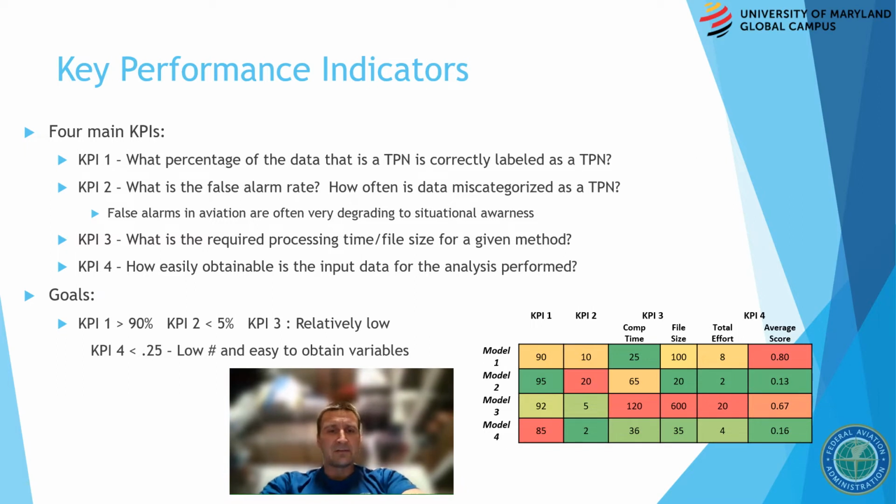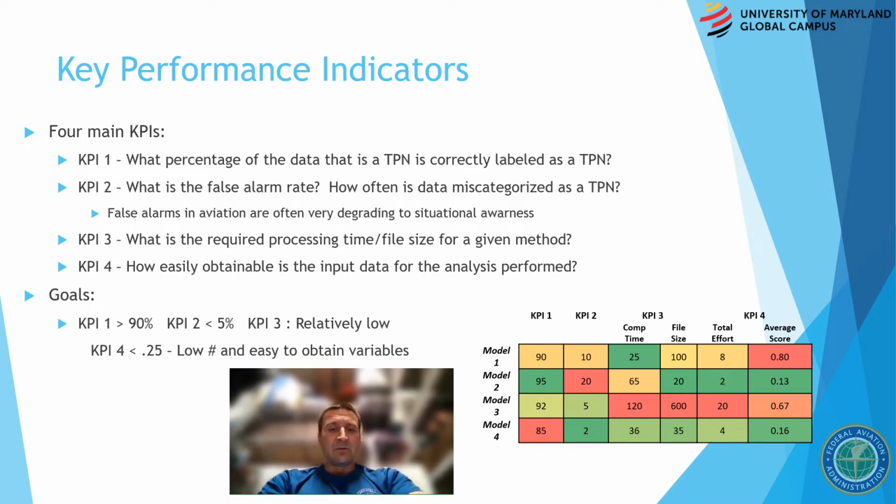For KPI 1, we'd like that to be above 90%. KPI 2, false alarm rate, needs to be below about 5%. And then KPI 3, I declared it relatively low, i.e. out of all the different models that are presented, the one with the lowest KPI 3, all else being equal, would be the best choice.